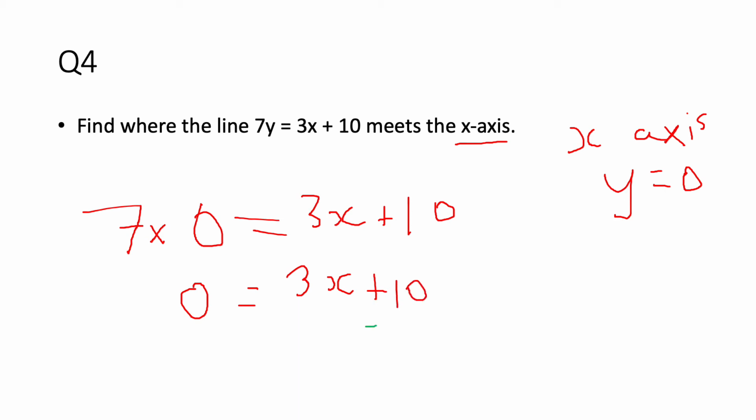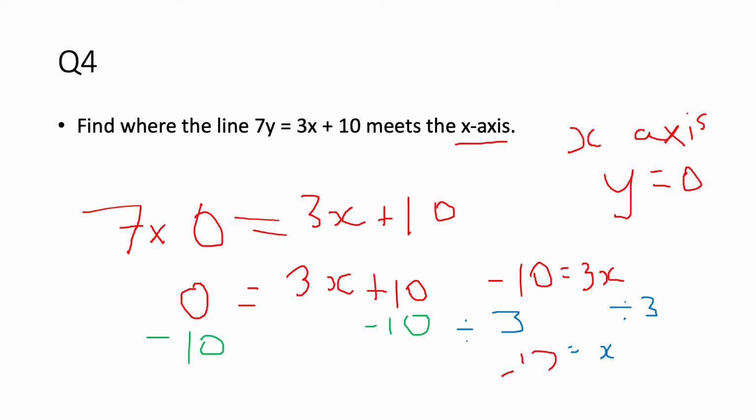Minus 10 on both sides. 0 minus 10 is minus 10, equals 3x. 3x means 3 times x, so the opposite of times by 3 is to divide by 3. Minus 10 over 3 is what x is. So x is negative 10 over 3, or minus 3 1/3. So it meets the x-axis at the coordinates minus 10 thirds, 0.